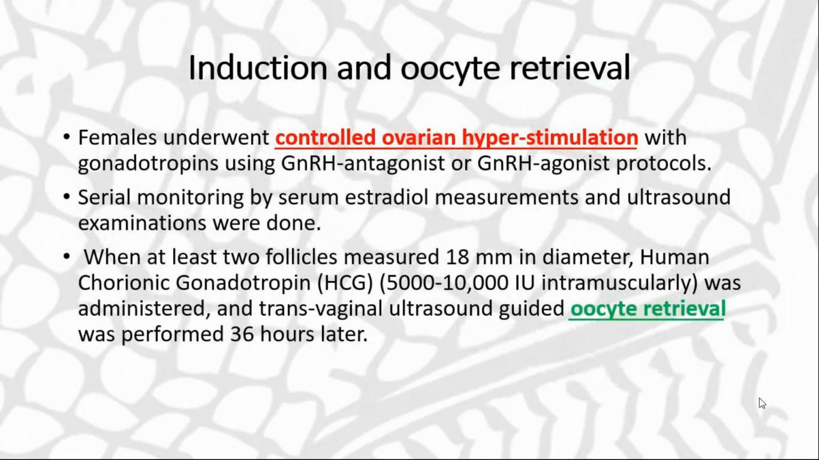For the induction protocol, we used either the GnRH agonist or antagonist protocols for controlled ovarian hyperstimulation, and then we did follicular monitoring and estradiol level monitoring of the cases. We gave human chorionic gonadotropin when 1 or 2 follicles reached 18 millimeters, and oocyte retrieval was done 36 hours later. Next.